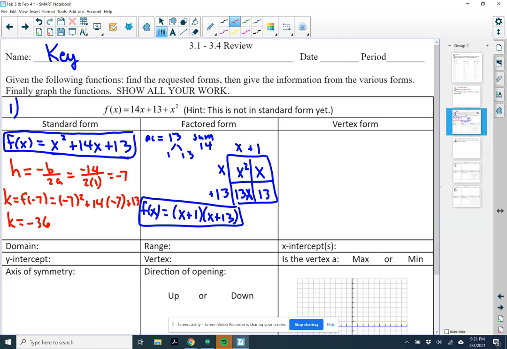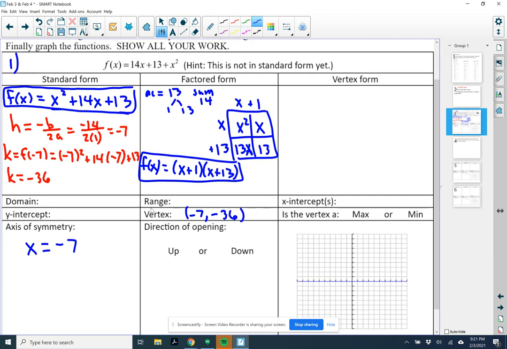Okay, so we'll write this over here where this vertex spot is. Negative 7, comma, negative 36 is our vertex. There's the h and the k. The axis of symmetry is x equals negative 7. Vertical line through the vertex. We'll just fill in some of this information right now. And then we'll do our vertex form.